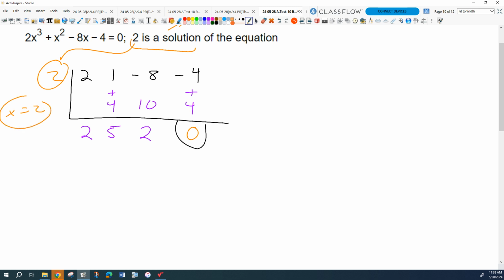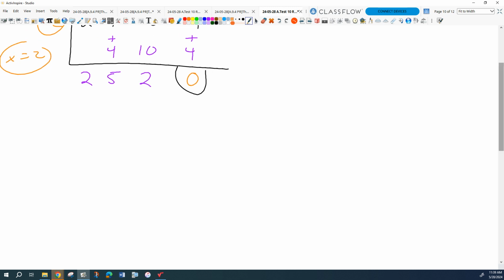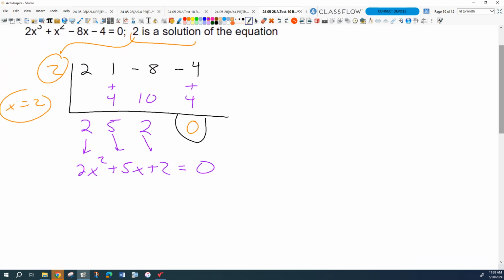How do I find the other ones? Good question. Oh, 2, 5, and 2. Okay, what do I do with those? 2x squared, 5x plus 2. Oh, hold on. I need to find the zeros of what's left over, right? So I set that equal to 0 and solve. How would I solve that one? Quadratic formula. Yeah.